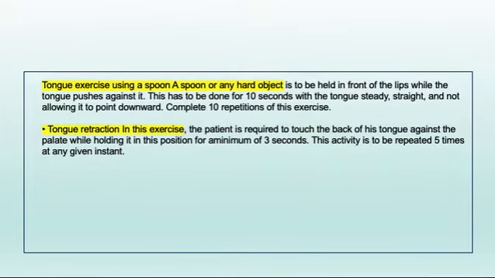Tongue exercise using a spoon or any hard object. It is to be held in front of the lips while the tongue pushes against it. This has to be done for 10 seconds with the tongue steady and straight, and not allowing it to point downward. Complete 10 repetitions of this exercise.